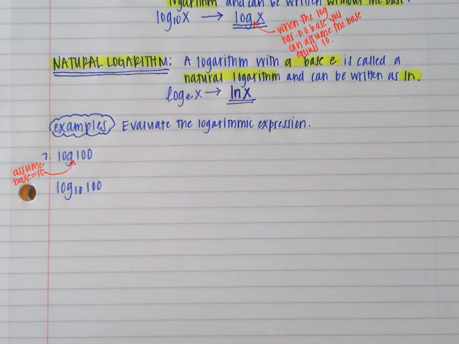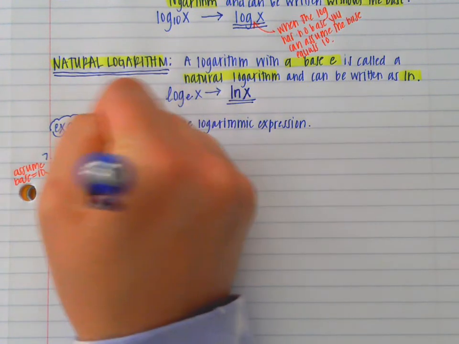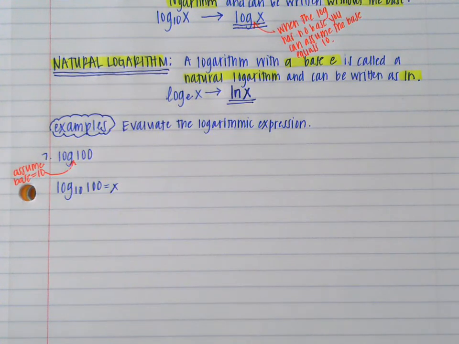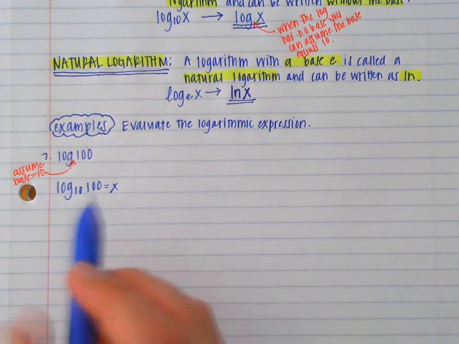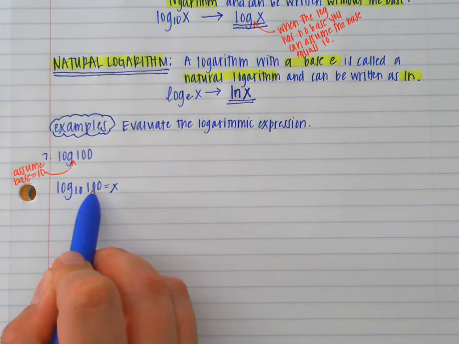Okay, so now we're thinking, and some of you guys can do this in your head, and some of you guys can just think of it without having to rewrite anything. But if you can't, I always rewrite as an exponential. And I always will think, okay, let it be equal to x. So when I convert it to an exponential, just like we were doing in the prior examples, that would be 10 to the x power equals 100.